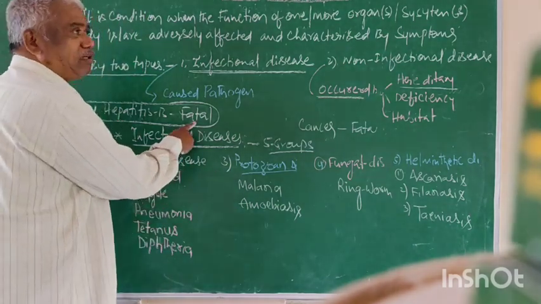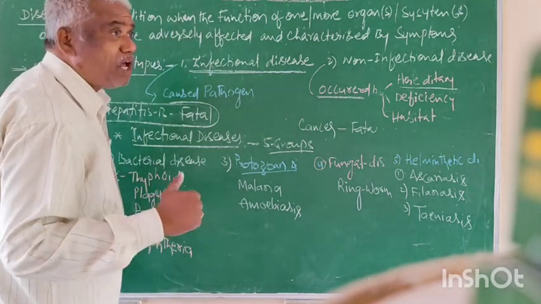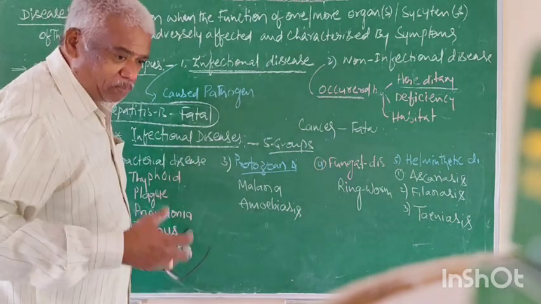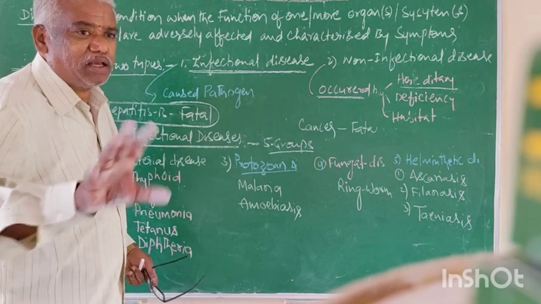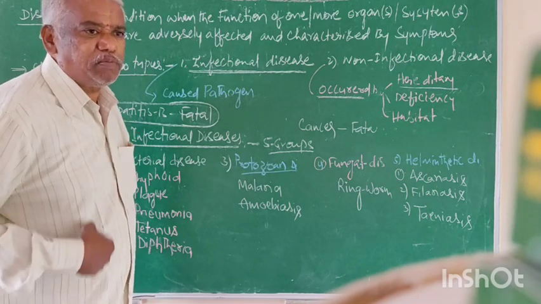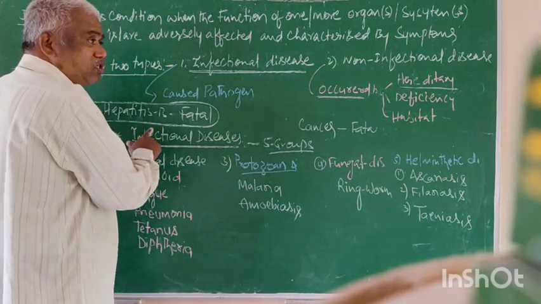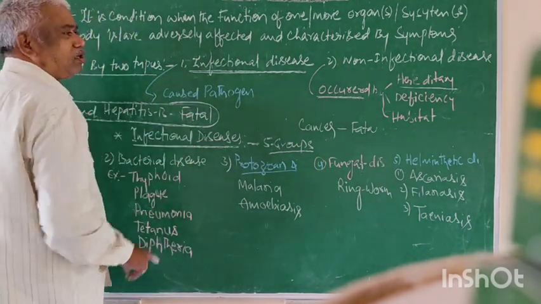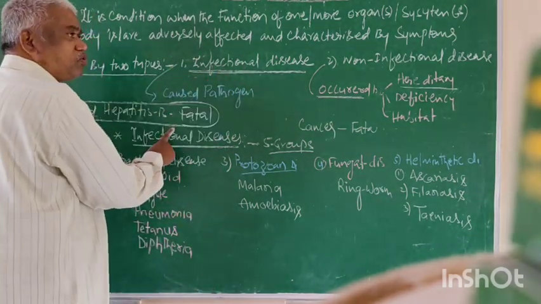Then death means fatal, which is a Latin word, right? AIDS and hepatitis. Malaria is also an infectious disease, but it is not fatal. The person becomes weak and unable to work, but he never faces death. Some treatment will be given. But these two infectional diseases have no permanent treatment, hence they cause death. Only two infectional diseases cause death.